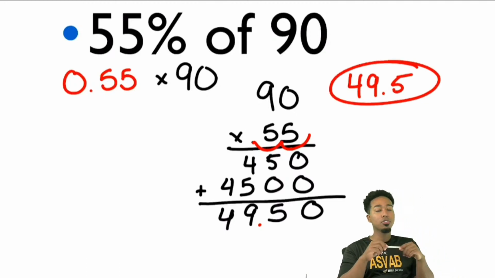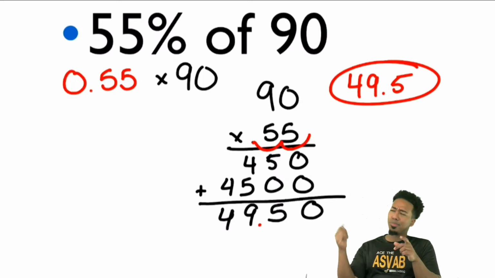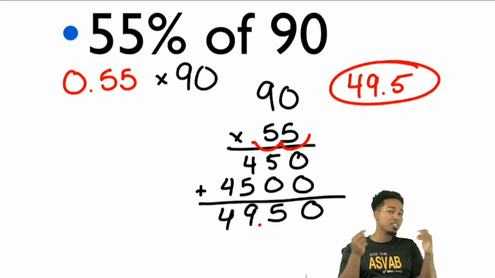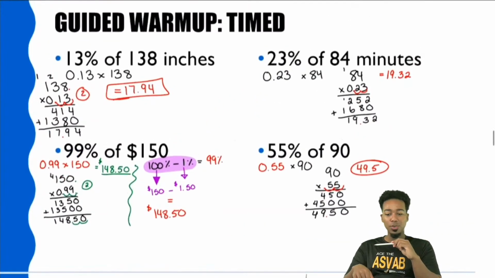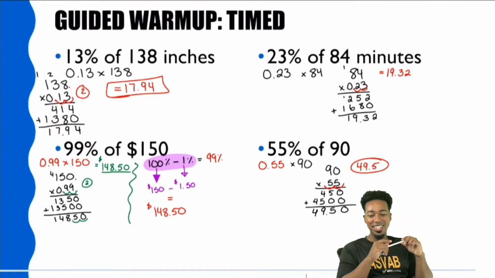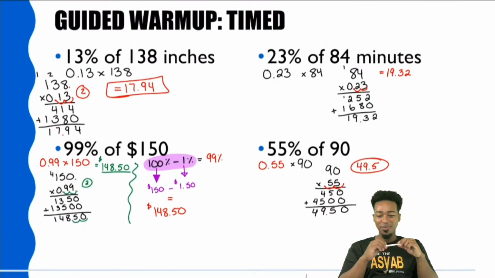So again, with mental math, you probably could have done it a lot faster, but it still wouldn't have taken that much time, even if you did it with paper and pencil. So with that said, how many did you get right, my party people? How many did you get right?